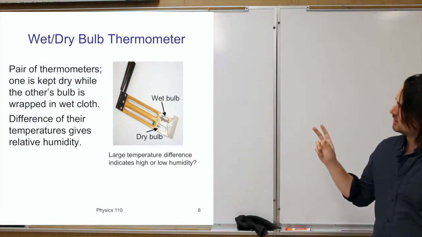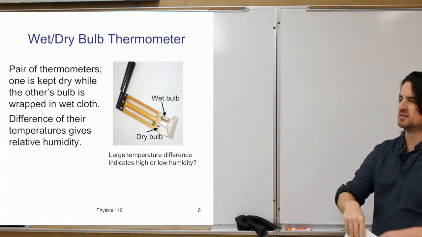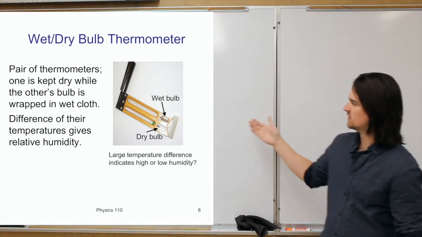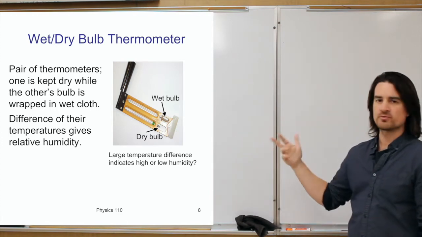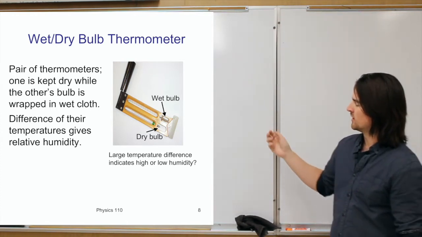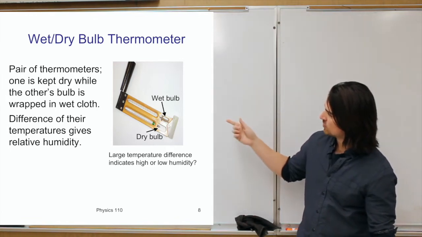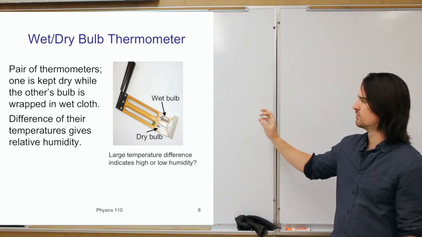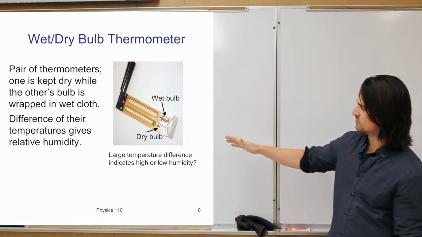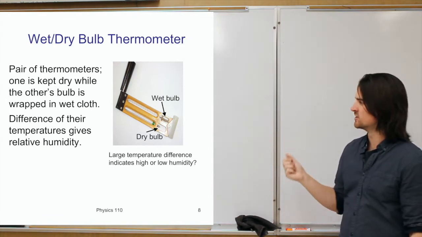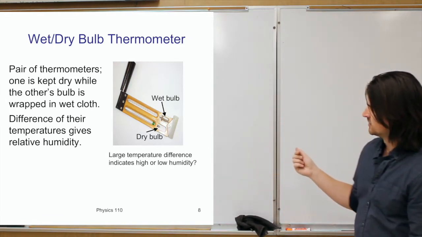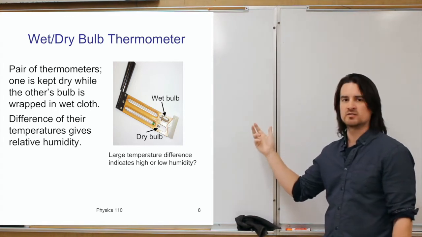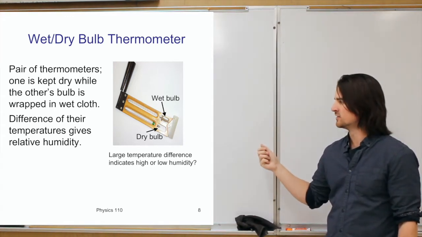All right, so one way you can actually measure the humidity, and an example of evaporation being a cooling process, is using this device, which is essentially two thermometers. You take one of the thermometers and wrap it in a wet cloth or something to keep that part of the thermometer damp. So you have a wet bulb and you have a dry bulb, the bulb just being where the reservoir of liquid is for the thermometer. And the difference in the temperature readings of these thermometers can indicate how humid it is in the air.